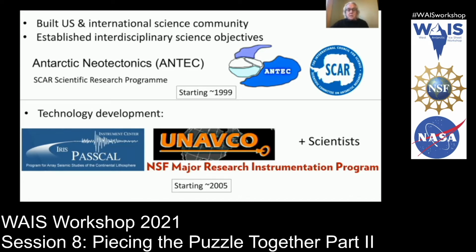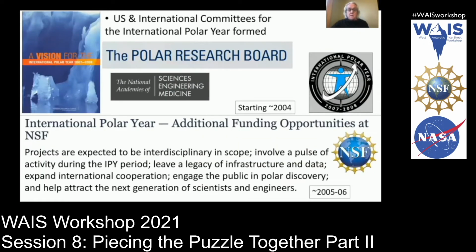In the US, a group of scientists partnered with the IRIS PASSCAL and UNAVCO facilities to develop the technologies required to deploy autonomous systems in Antarctica with funding from the NSF MRI program that started around 2005. Meanwhile, community momentum for an international polar year was building, leading to the establishment of IPY committees. In the US, this was strongly supported by the National Academies through their Polar Research Board, which produced a vision for science and related activities during IPY. And NSF made the decision to step forward and provide targeted funding for interdisciplinary and internationally coordinated science during IPY.